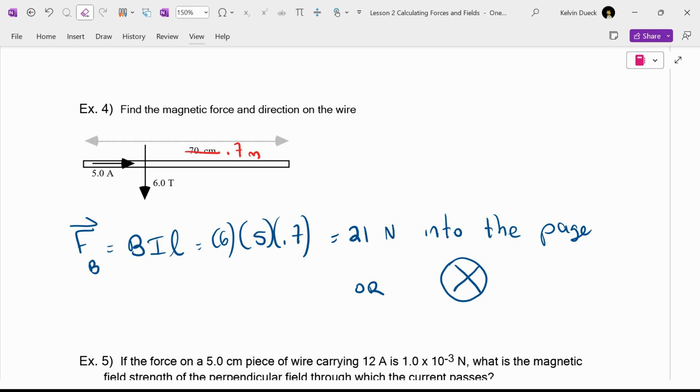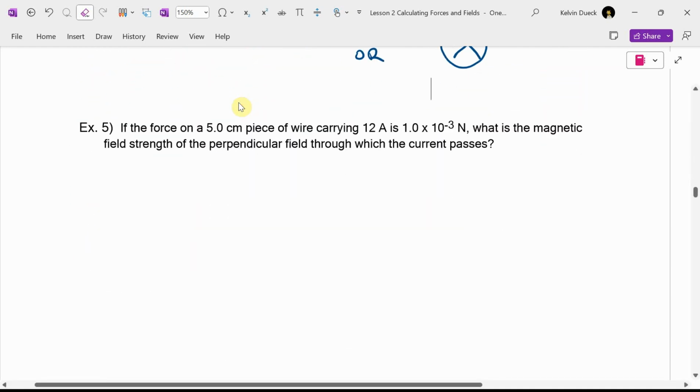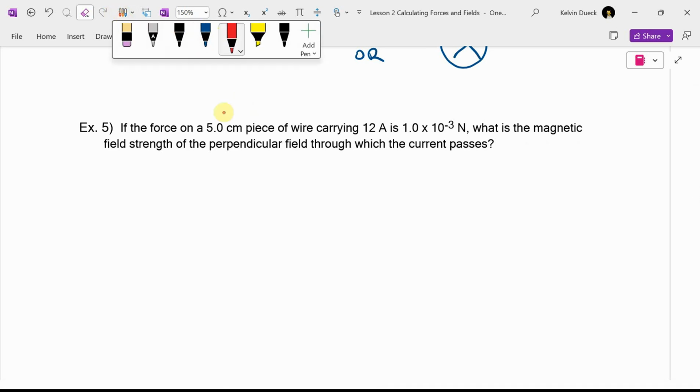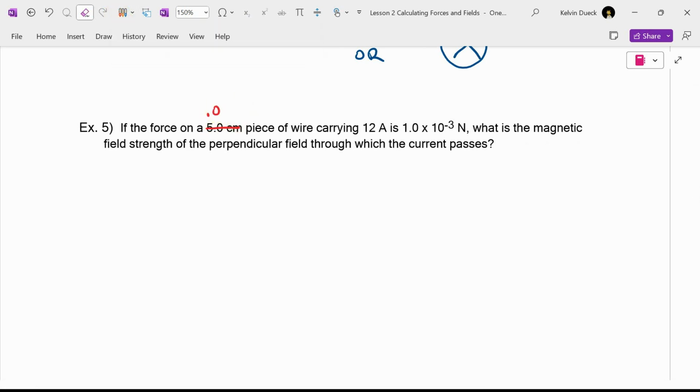This equation has four variables: F, B, I, and L. As far as I'm concerned, if I give you any three, you can find the fourth. You can get whatever by itself. If the force on a 5 centimeter, nice try, 0.05 meter, piece of wire carrying 12 amps is 1 times 10 to the negative 3 newtons, what's the magnetic field strength of a perpendicular field through which the current passes?